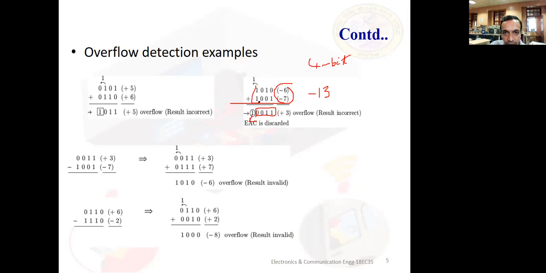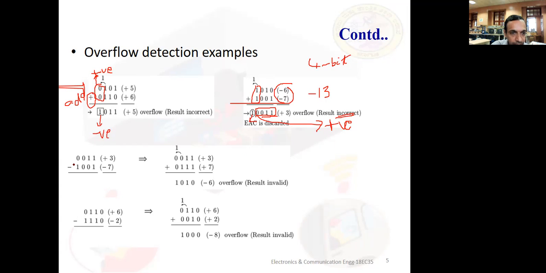You can see these are two negative numbers, because the sign bit is 1, but the result is a positive number. Whatever the value may be, let us not bother about the value. As soon as you see that the inputs are negative and the output is positive, you can say it's an incorrect or invalid result. So it's an overflow condition. Similarly here, these two are positive numbers because the MSB, the sign bit, is 0. Look at the result. The sign bit of the result is 1. It means it's a negative number. So I'm adding two positive numbers, but I'm getting a negative result. This is an overflow.